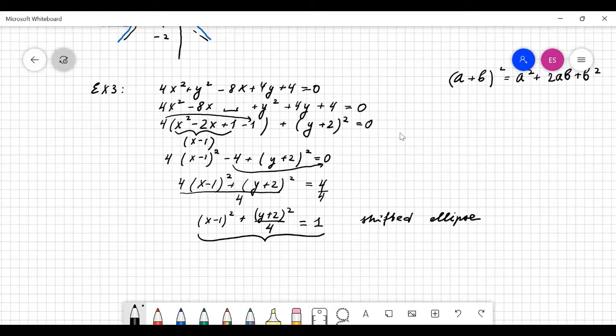You see? Well, why is it an ellipse? Because we do have a plus over here. Usually, guys, you can guess that it's an ellipse by looking at x squared and y squared. If both of them are positive or both of them are negative, then it's going to be an ellipse. If one of them is positive and one of them is negative, that's going to be a hyperbola.